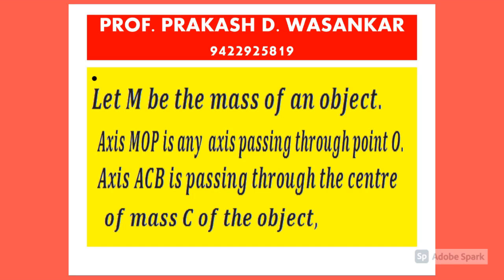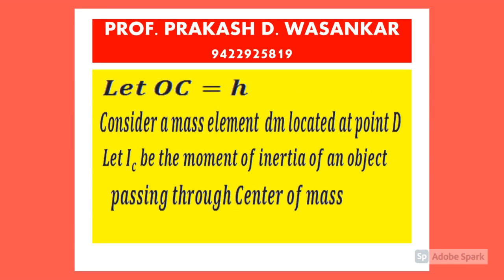Let capital M be the mass of the object. Axis MOP is any axis passing through the point O. Axis ACB is passing through the center of mass, capital C, of the object. The distance between the two axes, that is OC, we assume is equal to small h. Consider a mass element dm located at point D. Let IC be the moment of inertia of the object about the axis passing through the center of mass.